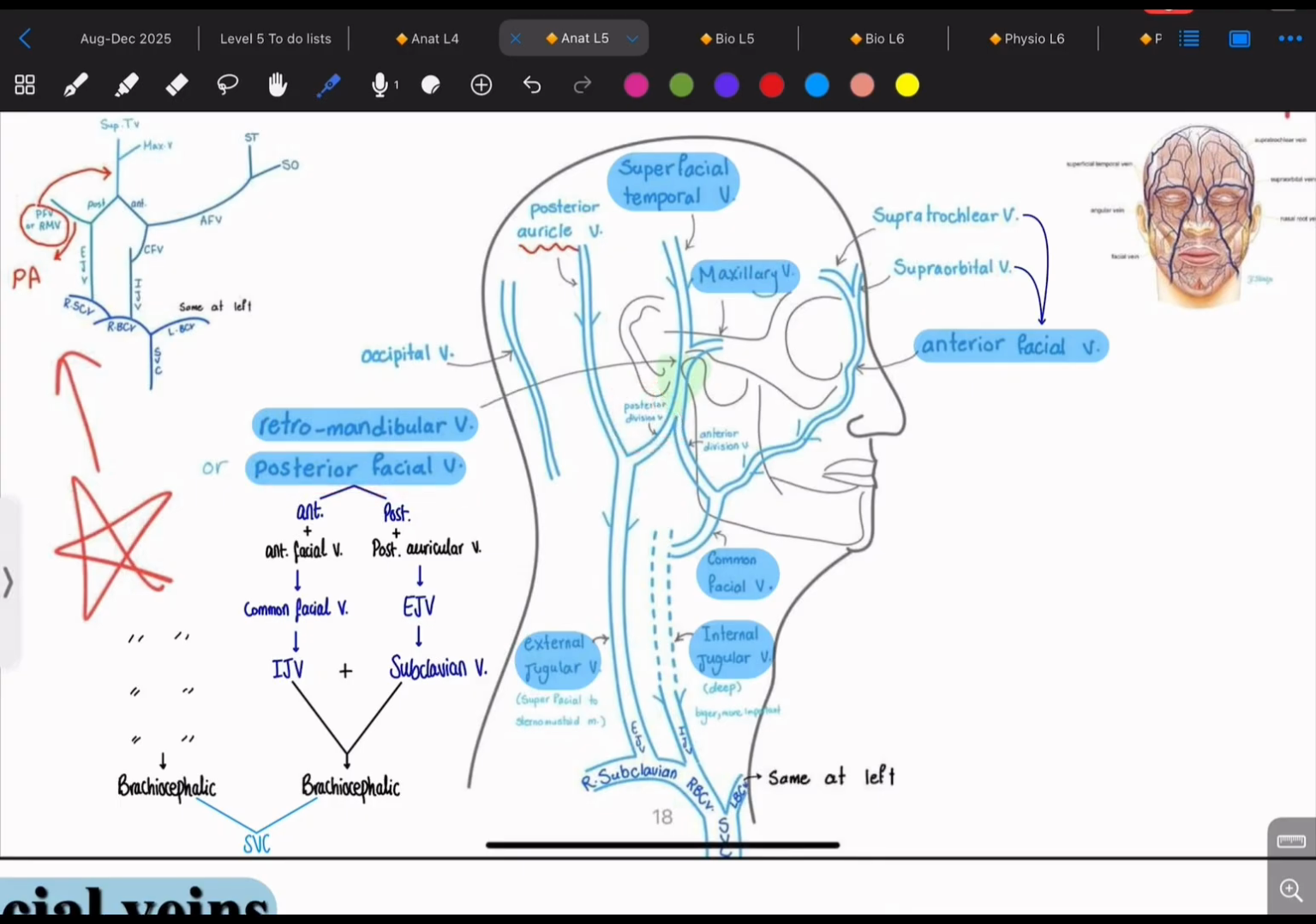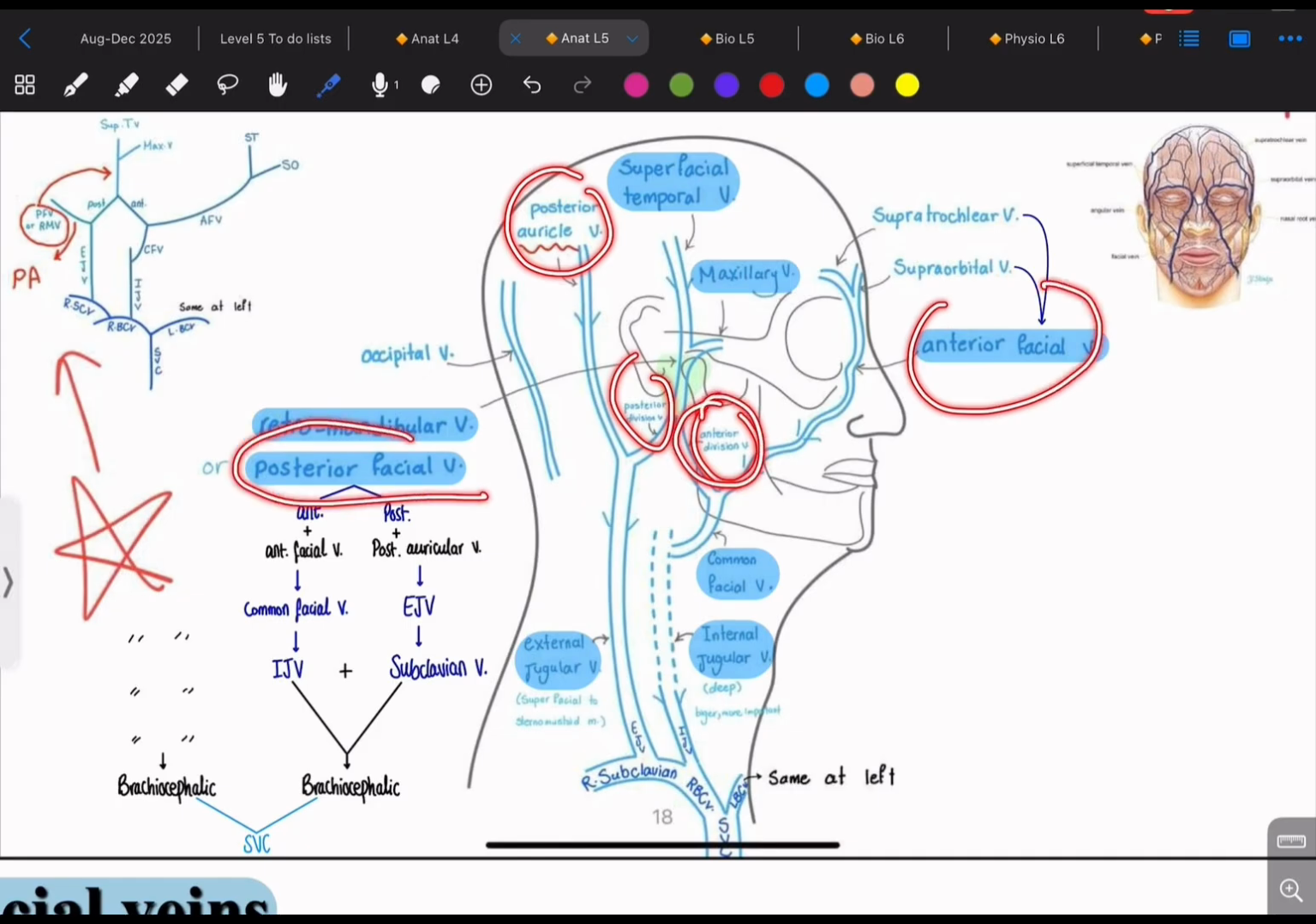Remember in the arteries when we said behind the ear, behind the auricle, we had the posterior auricular artery. So surely we need to have a vein. The vein is going to be the posterior auricular vein. It's going to come descending here and merge with the posterior division of the posterior facial vein. So here we remember: posterior with posterior, anterior with anterior. The anterior division of the posterior facial vein merges with the anterior facial vein. The posterior division of the posterior facial vein merges with the posterior auricular vein.